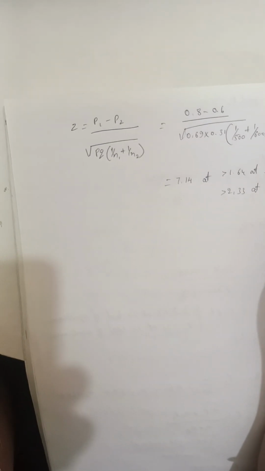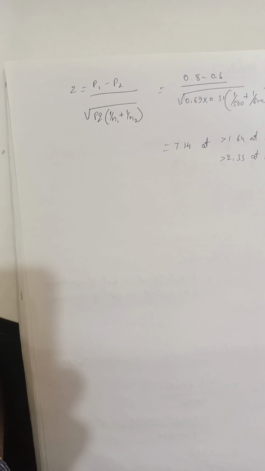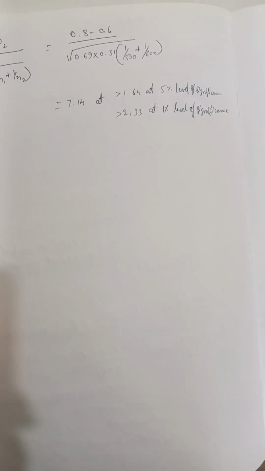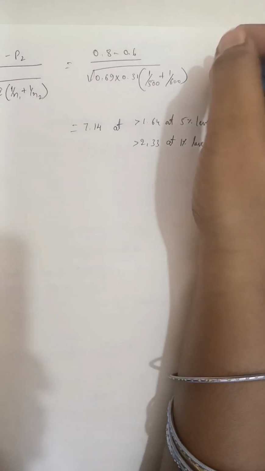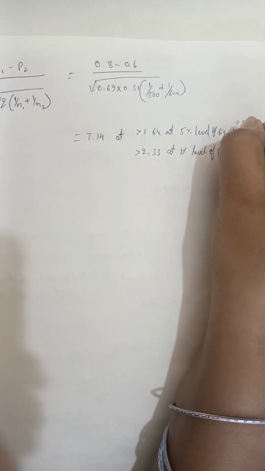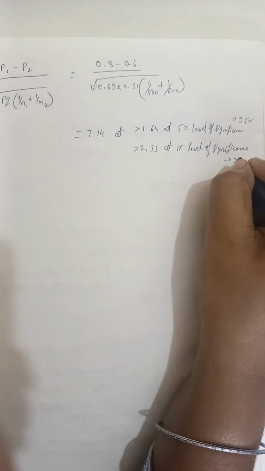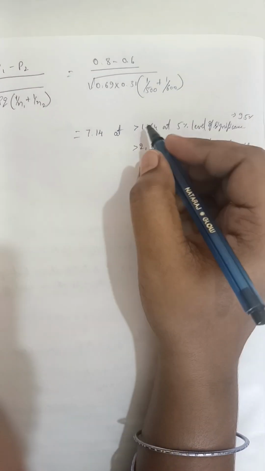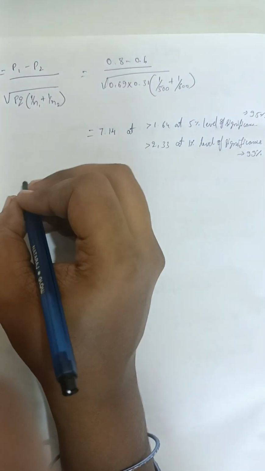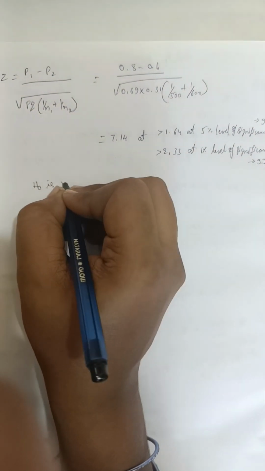So this is for 95%: the decrease in people's consumption is significant at this level. This one is 99%. Since the calculated value is greater than the table value, therefore H naught is rejected.